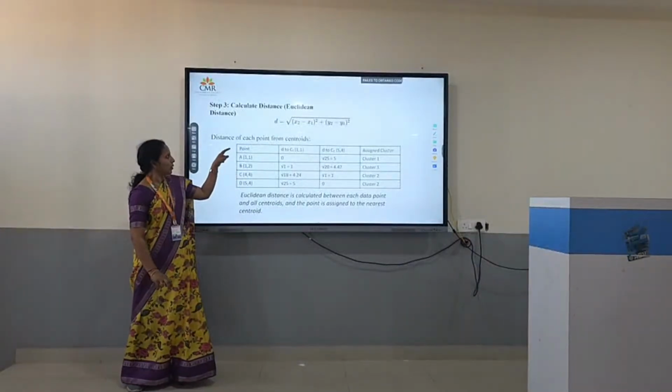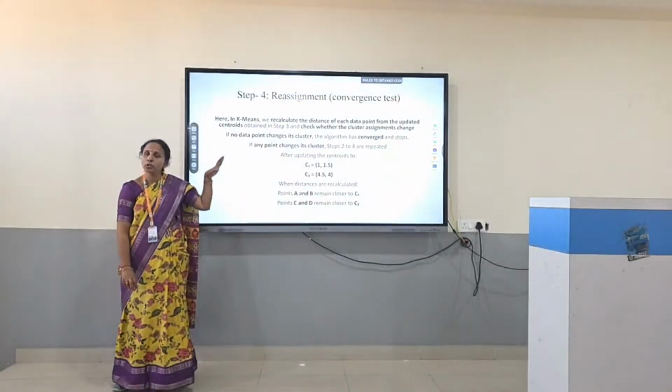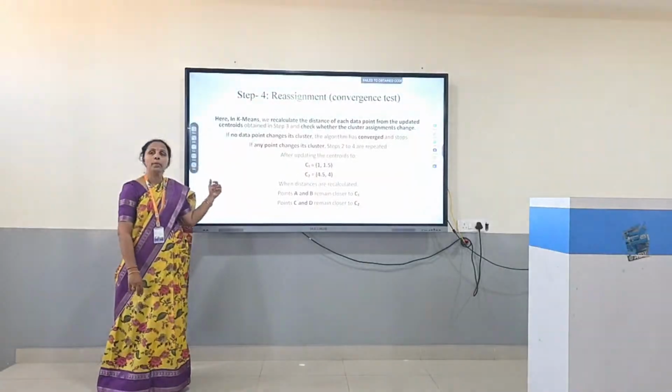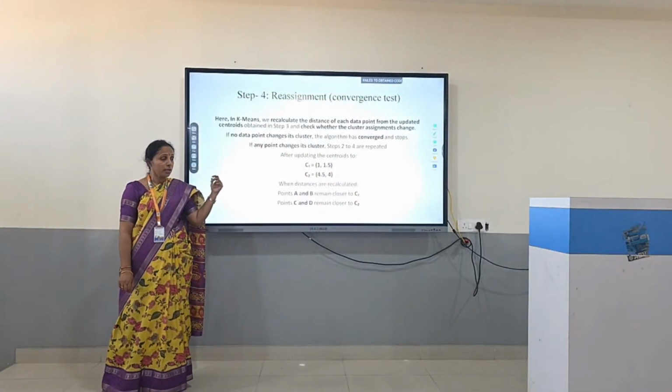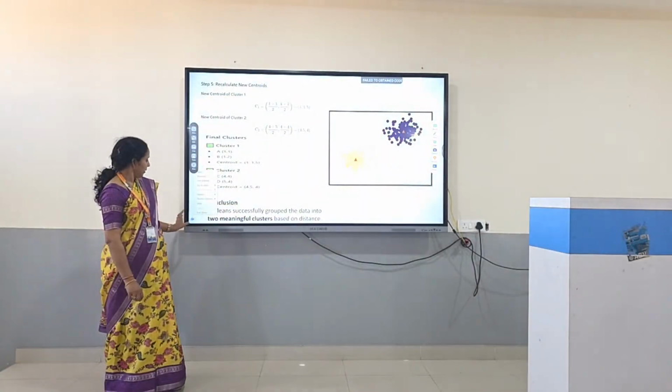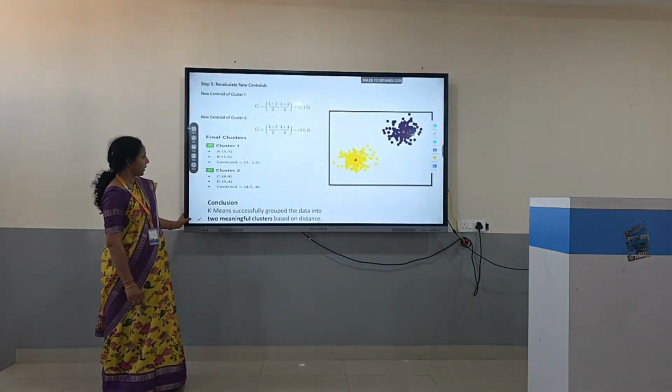So out of 4 data points, 2 points AB belong to cluster 1 and CD belong to cluster 2. This is how we calculate K-means. Is that clear, students? Should I repeat once?